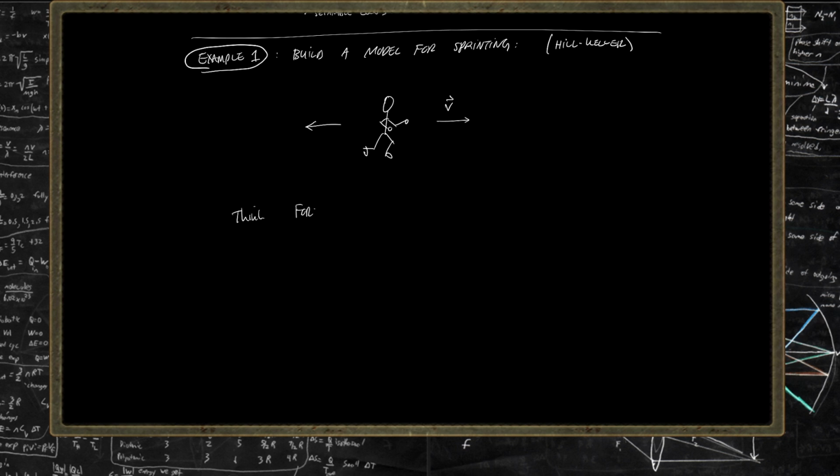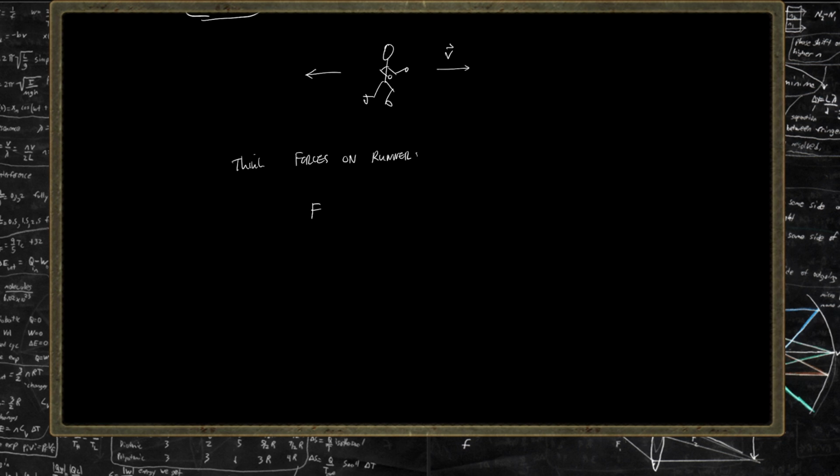So let's think about the forces on the runner. And again, we're only thinking in these two directions. Well, the forces could be described in maybe two categories, F_P and F_R, where we have the propulsive forces, what's driving them forward, and the resistive force, of what's not allowing them to go infinitely fast, right?